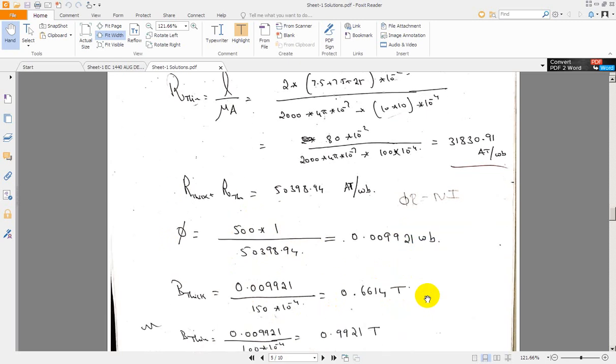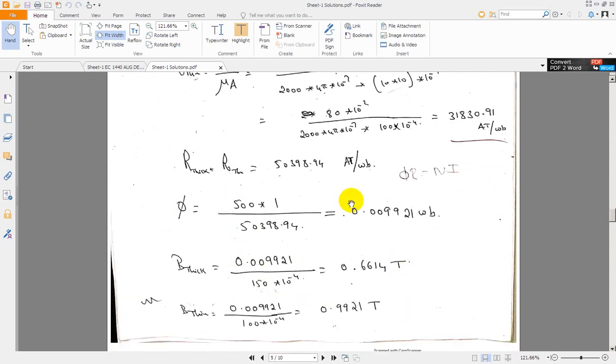9921 Webers, or simply you will write it like this, no problem. You will get it as 1 milliwebers also, you can write, even that is also right. But let us stop it here, that's not an issue. Now B thick will be equal to 10 milliwebers. If you are rounding off, this parameter will become 1, and then it will be 10 milliwebers. Or you can stop it here.